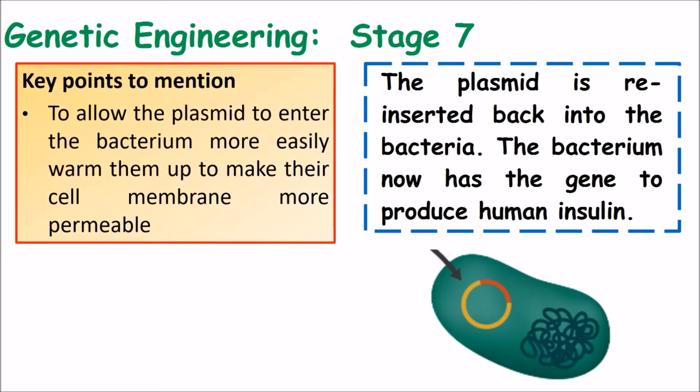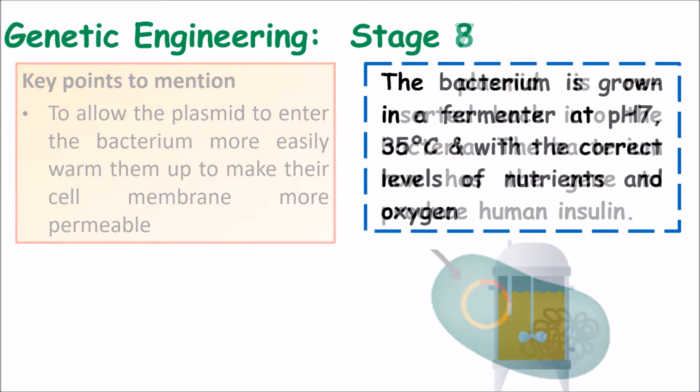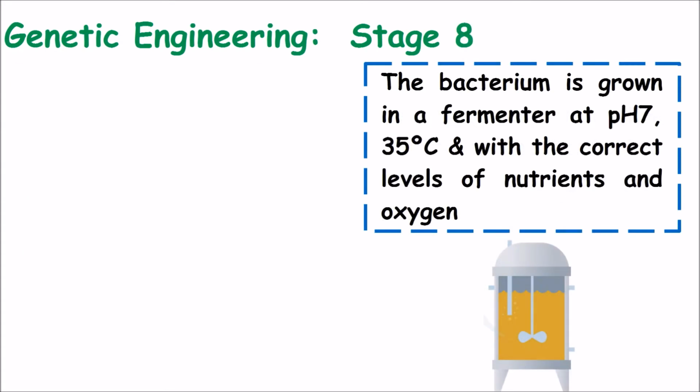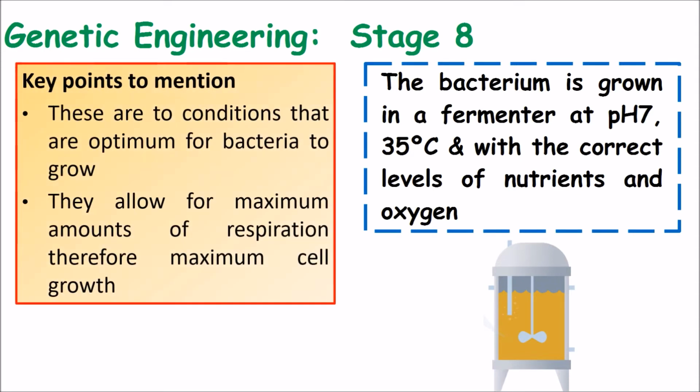To allow the plasmid to enter the bacterium more easily, we warm them up to make the membrane more permeable. The bacteria is then grown in a fermenter at pH 7 at 35 degrees with the correct level of nutrients and oxygen. These conditions are to allow optimum bacterial respiration, which increases bacterial growth.